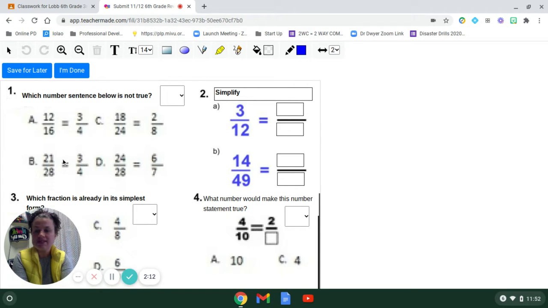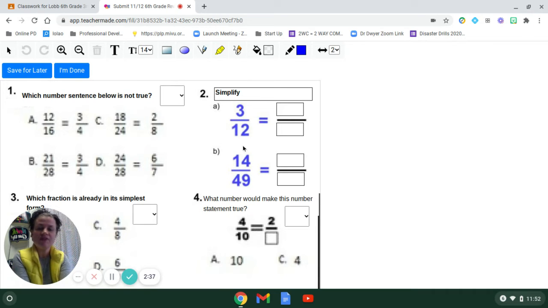21 divided by 7 is 3. 28 divided by 7 is 4. So those look true, right? 18 divided by 9 is 2, but 24 divided by 9 is not 8, right? So they divided the top by something different than they divided the bottom by. So I would choose probably that one.